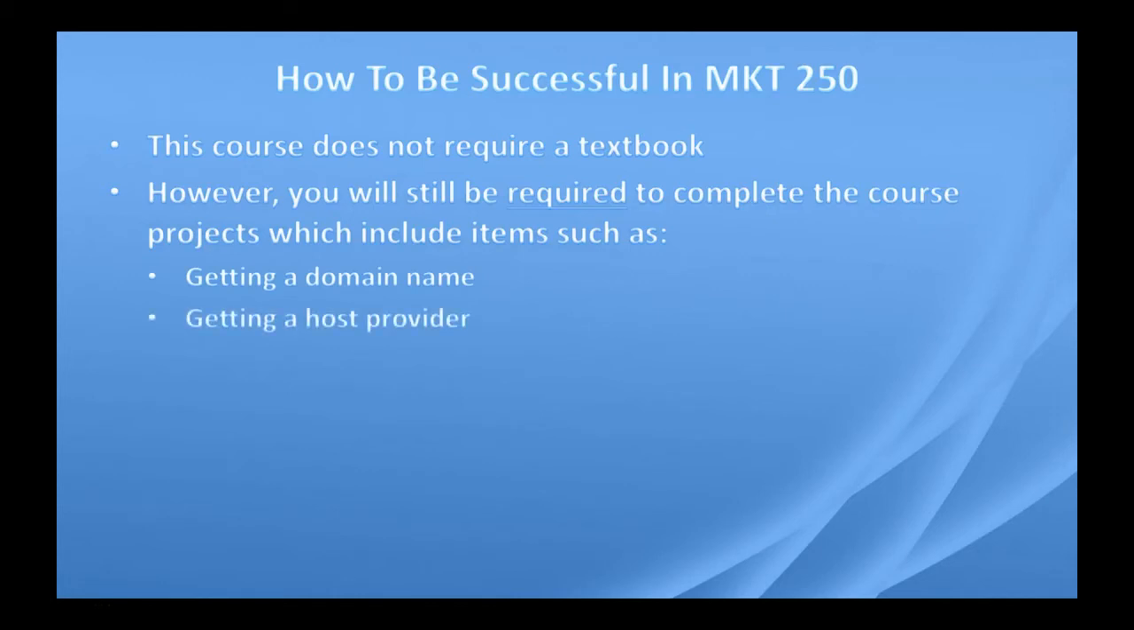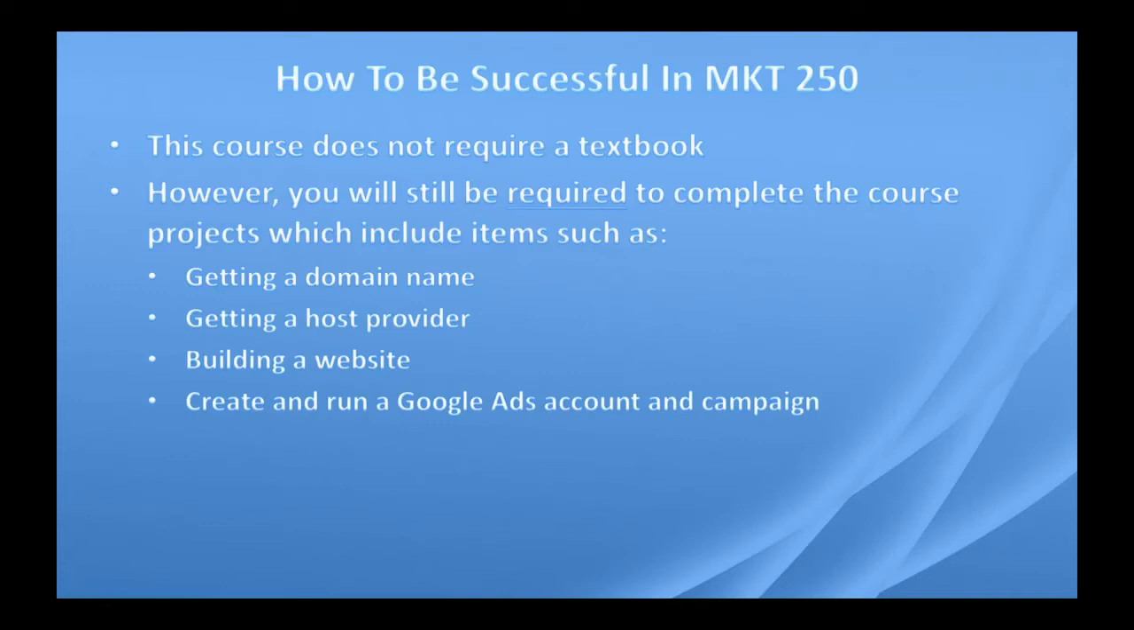However, you will still be required to complete the course projects, which include items such as buying a domain name, getting a host provider, building a website, creating and running a Google Ads campaign. The cost of all of this will run about $100 US. Okay, so you need to understand up front that this class is going to cost you $100 US. I don't want to get to, I think it's week 10, when we actually start running a Google AdWords account and you say at that point, oh, but I don't have any money. Well, I understand that, but you have to be able to do the work that costs about $100 in this class. That's what you're going to be graded on.